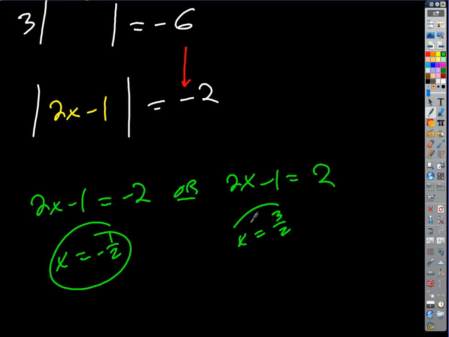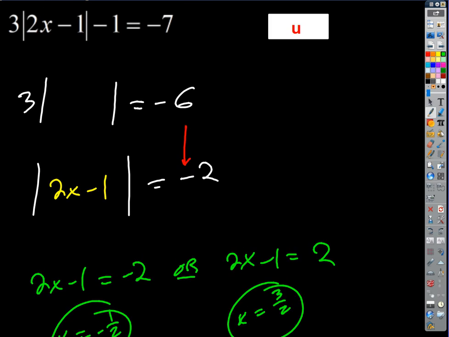Let's try those. Negative 1/2. If I plug negative 1/2 in, I'm going to get 3 times the absolute value. What's 2 times negative 1/2? Negative 1, minus 1, negative 2. Is that equal to negative 7? No, I'm going to get 6 minus 1. That's not equal to negative 7, right?